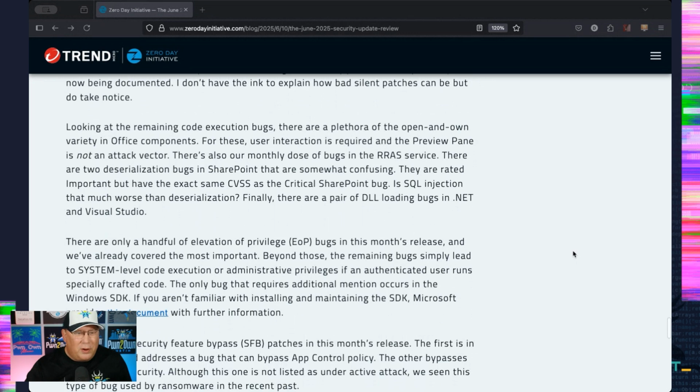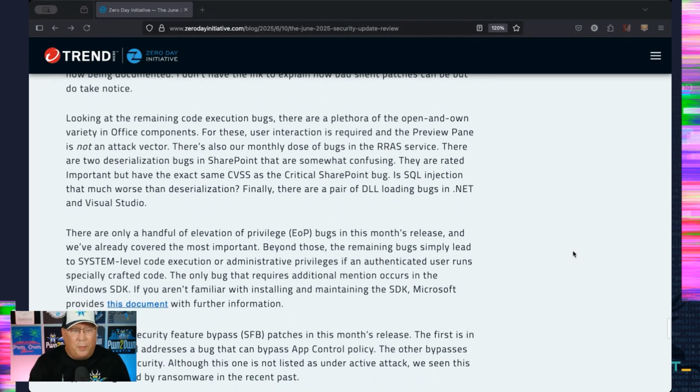Moving on to the other code execution bugs, like I said, a bunch of open-and-own in Office. These do require user interaction. Obviously, preview pane is not an attack vector.